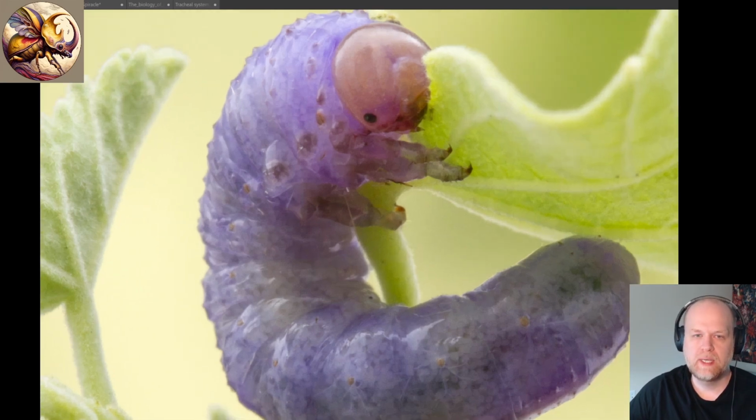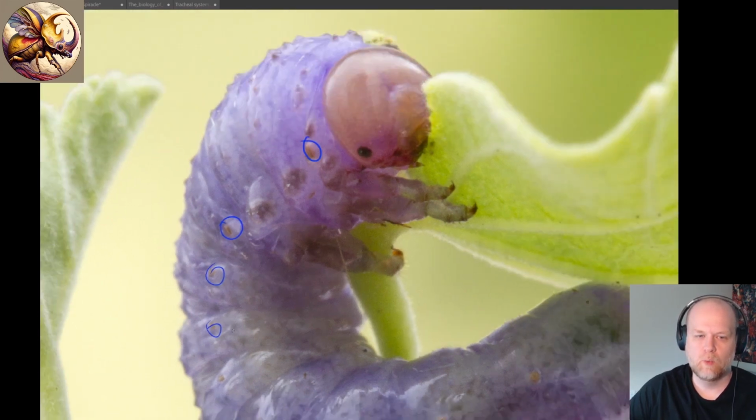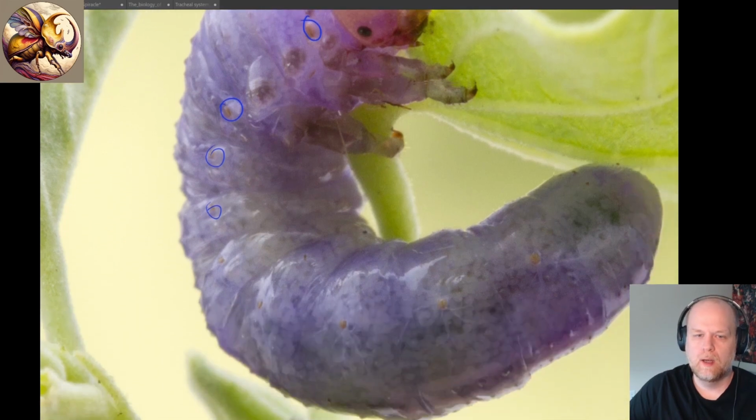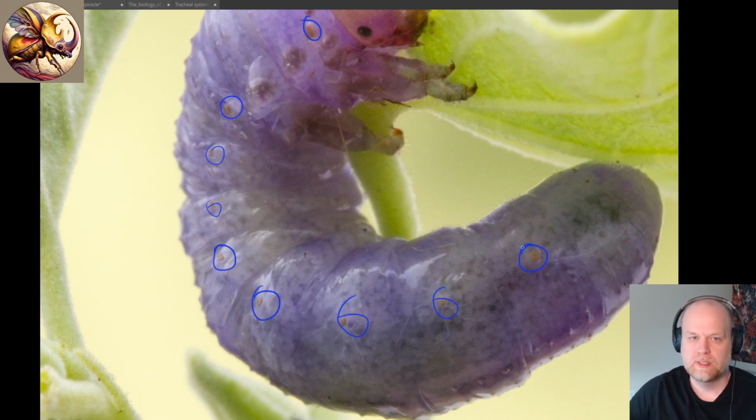And if we zoom in here, and it can be hard to see sometimes, on the pleural membrane of the body, on the thorax and the abdomen, you have these sclerotized plates visible. These occur one per body segment, and these are the spiracles. This is where the external gas exchange occurs.